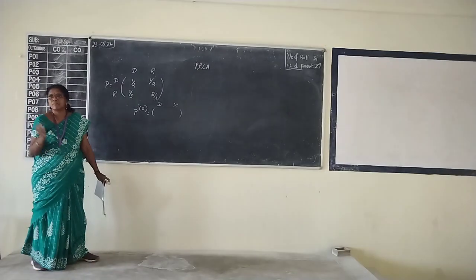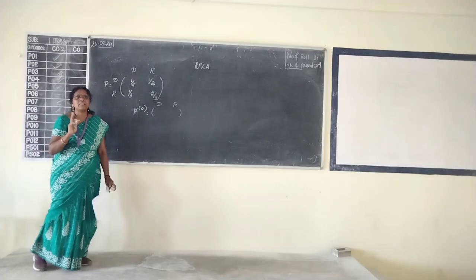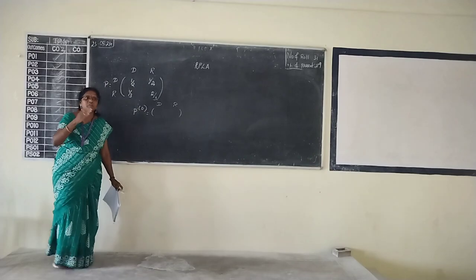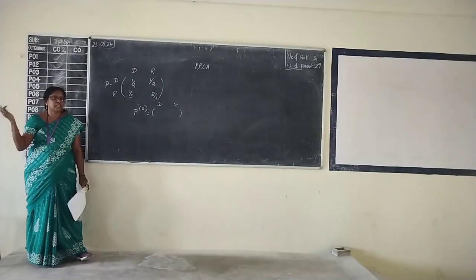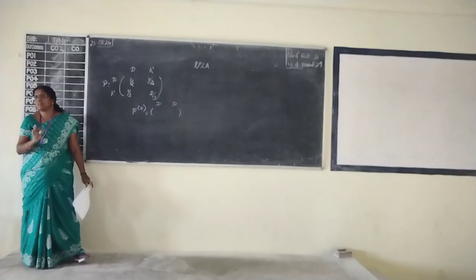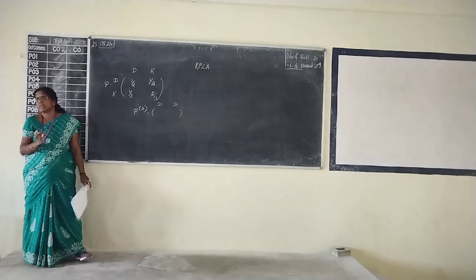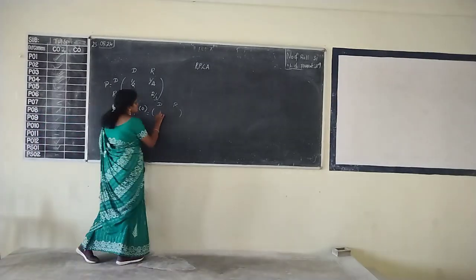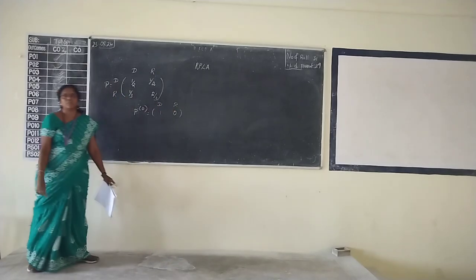If it is a sure event, what is the probability value? 1. Whatever other chances there are, we have various properties. This is the only thing which is going to happen, so it is a sure event. For a sure event, what is the probability value? 1. So the initial state will be 1 0.